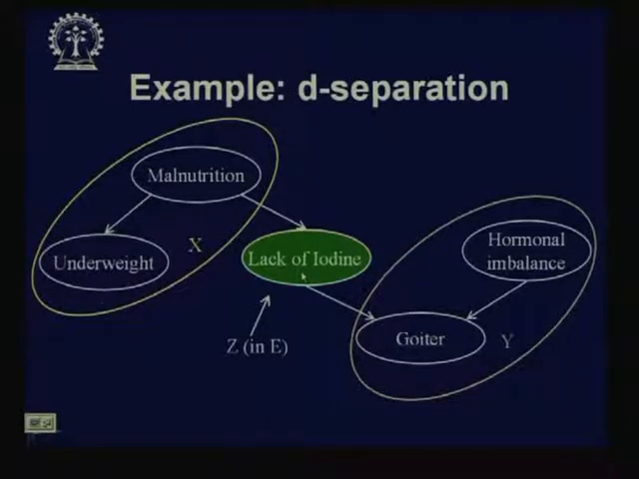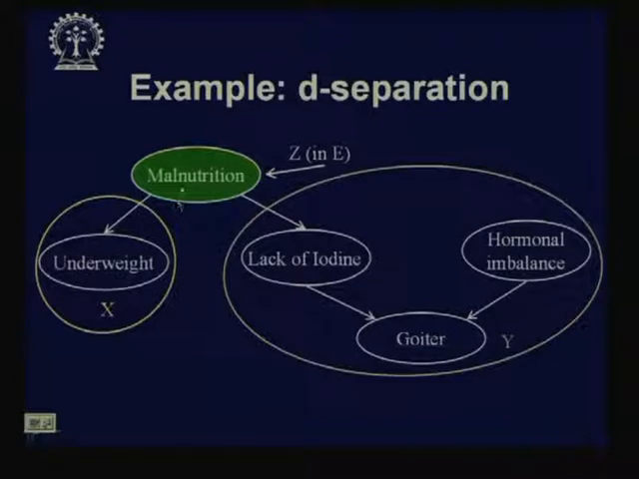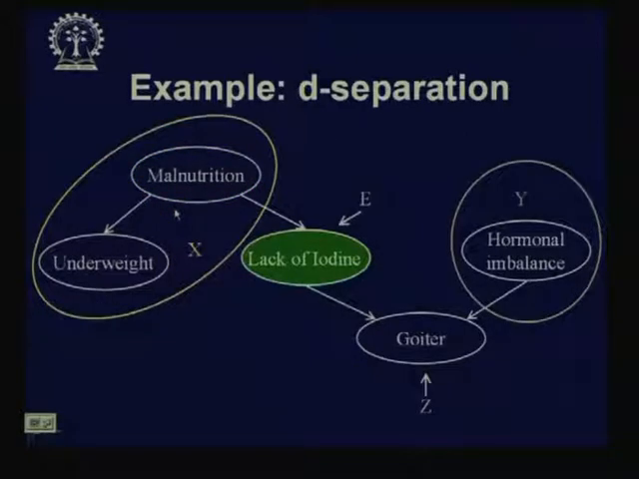Okay. Another example, let us see. If I know that somebody has malnutrition, then I need not bother to reason about underweight. For reasoning about underweight, I need not look into the probabilities of lack of iodine, hormonal imbalance or goiter. Similarly, for finding goiter, I need not take underweight into consideration. So this node is d-separating, making two clusters, this one and this one. Okay. So again, lack of iodine is clustering these. Now, let us go back to the definition. Now you will understand it better.